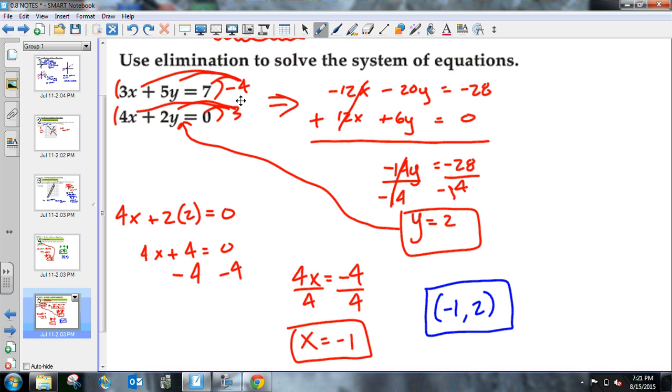The trick here is to try and manipulate these equations so that you get the same number. You've got to do that by multiplication. Usually what I do is pick one variable. We could have done y first if we wanted to, but I chose to do x. I multiply each of the equations by the opposite coefficient. One of them has to be negative.